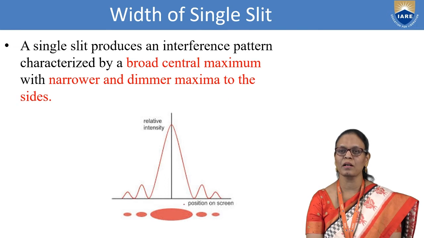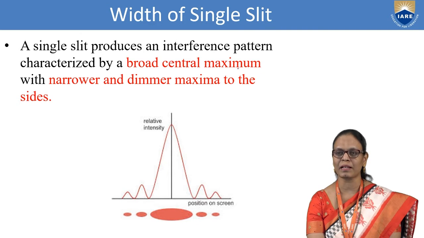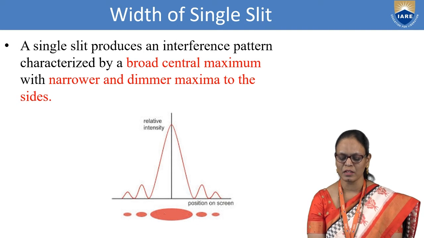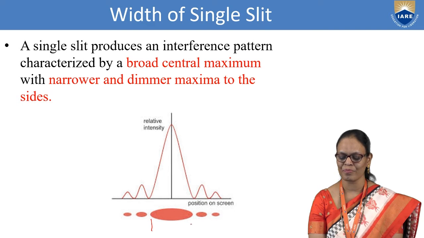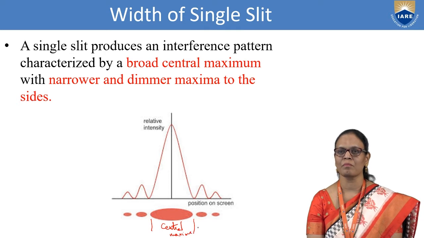Now we'll see how the diffraction pattern is produced here. A single slit produces an interference pattern characterized by a broad central maxima. If you see here, this spot is broad, and this is called the central maxima. It is broad and it is also bright. So this is the central maxima.